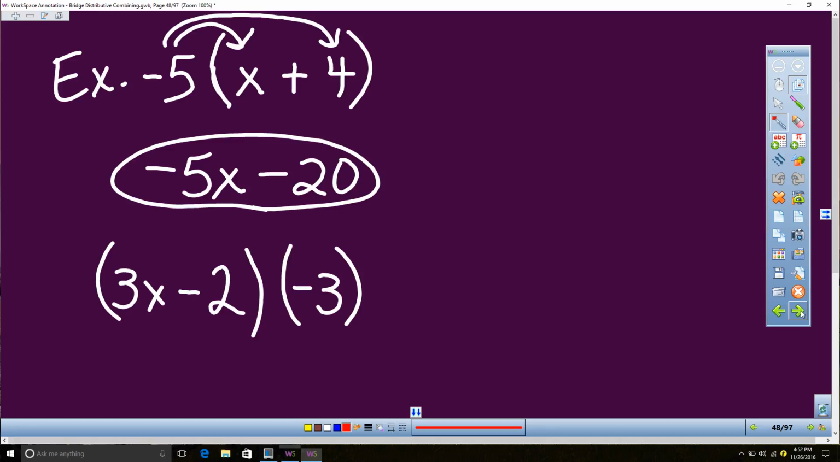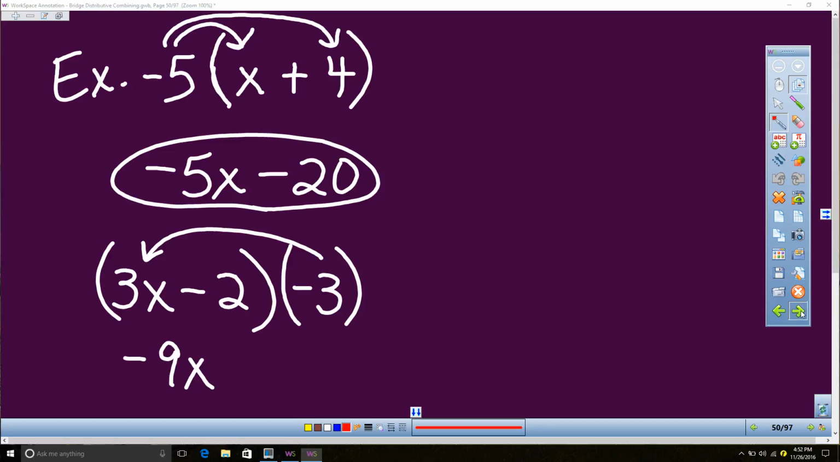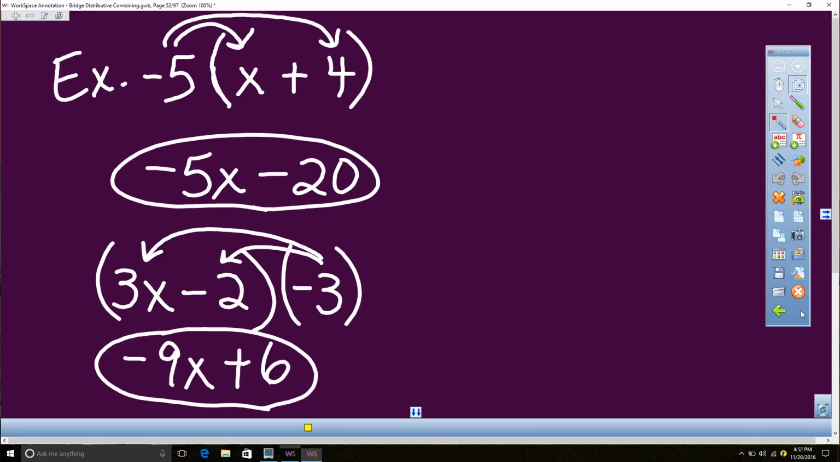Now, the number on the outside that you're multiplying by does not have to be on the left side of the parentheses. It can be on the right side of the parentheses. So here I can multiply the negative 3 times the 3x. Signs are different, so the answer is negative. Then I can multiply the negative 3 times the negative 2. The signs are alike, so the answer is positive.